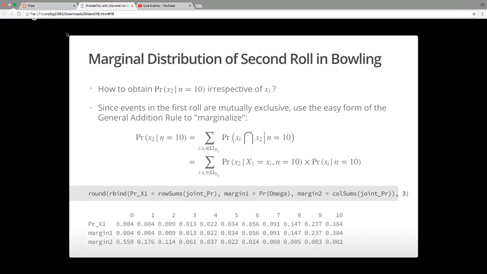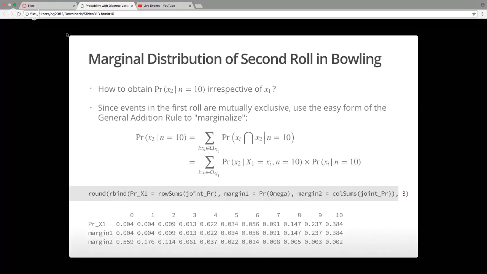If we just evaluate our function, probability of omega, we get these numbers here. And if we do the row sums of the matrix on the previous slide, we get these numbers here, which exactly match up. And that is dictated to us by the rules of probability.